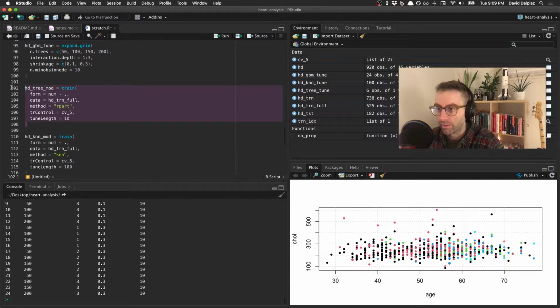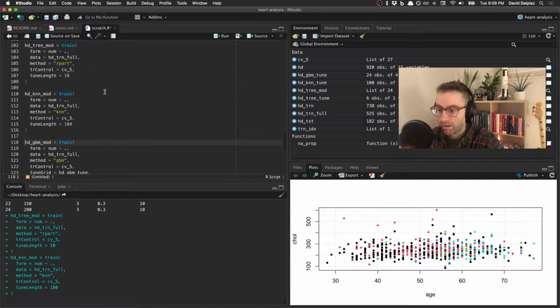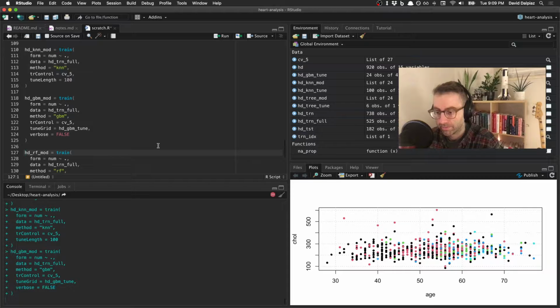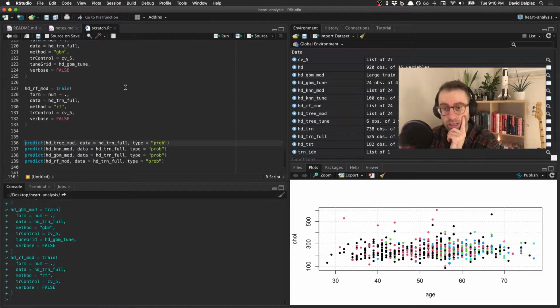So for example, here we are fitting the tree model. Shouldn't take too long. Fitting the k-nearest neighbors model. Going to take a little bit longer. And fitting the GBM model. This should take a while. Well, relative to the previous two. Okay, cool. And also here, I'm fitting a random forest, but I'm using the default parameters that caret selects.